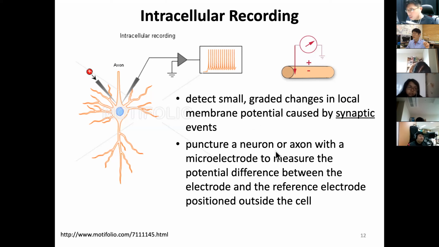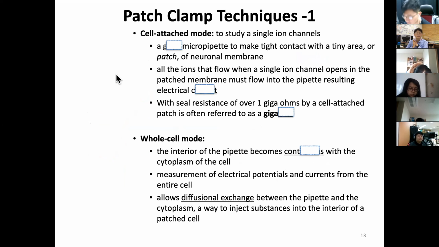And we puncture a neuron or axon with a microelectrode. We are measuring the potential differences between the electrode and the reference electrode, which has to be positioned outside of the cell. And so intracellular, I want to talk about a key technology for intracellular, which is patch clamp techniques. Just to give you an idea, Bert Sakmann and Erwin Neher got the Nobel Prize by developing this.